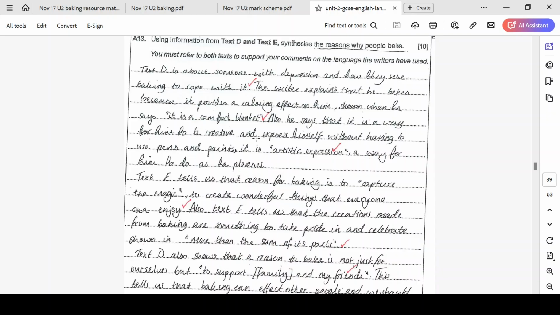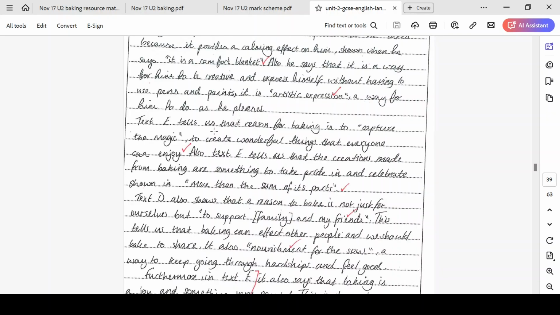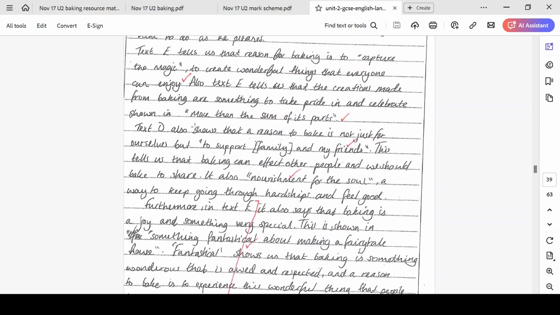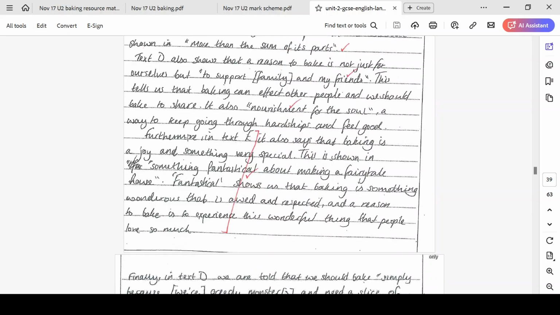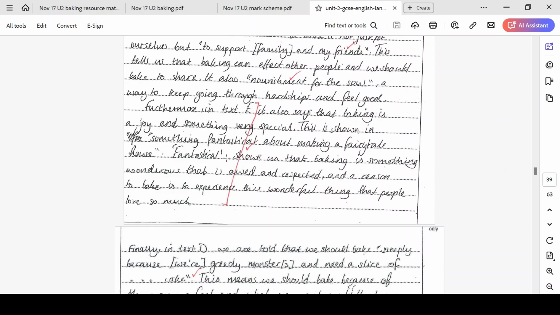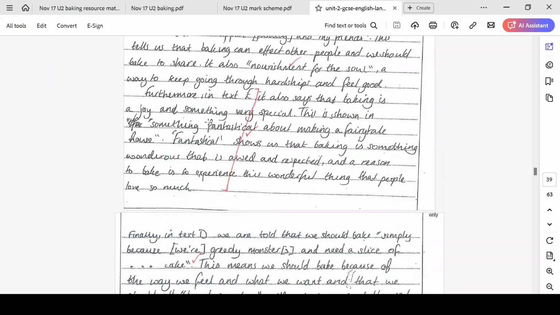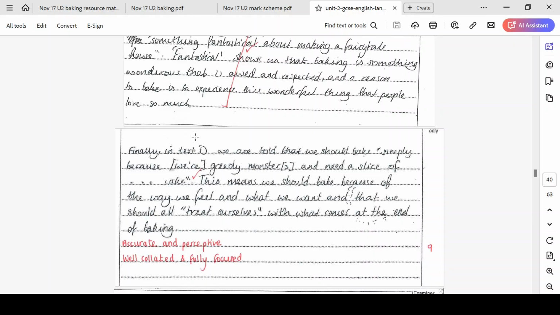So tick, tick, tick. Then, as I said, I don't know why this candidate jumps to text E. That's fine, but I would just go text D, text D, text D. In fact, potentially all in one paragraph if I have to. And then I would go, forget about text D now. What about text E? And I just go through that one, trying to pick out all the different reasons that the people bake in my own words and backing them up with quotations. And that's what this person does.